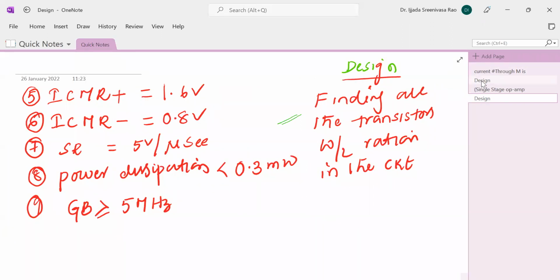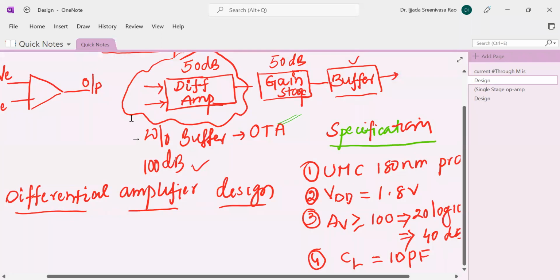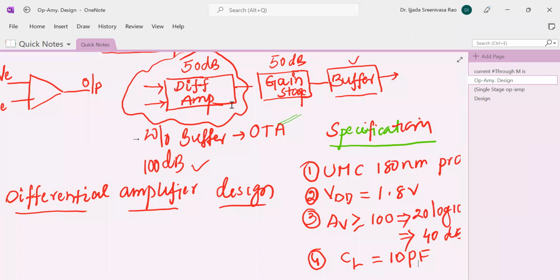First of all, this is the operational amplifier. An op amp has stages: the differential amplifier, the gain stage and the buffer stage. We are concentrating only on the first stage, the differential amplifier, which is sometimes called the single stage op amp. The single stage op amp gives very little gain, which is why we connect another gain stage to it.